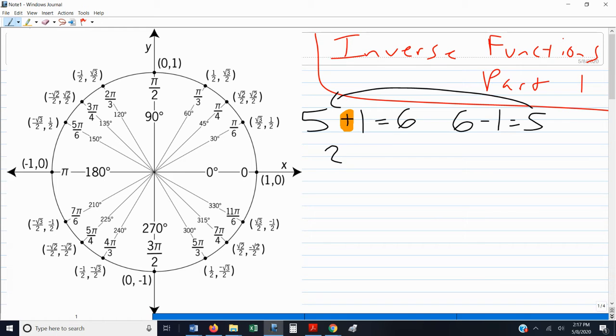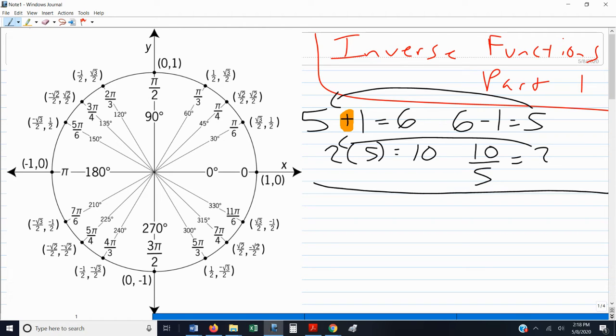And one more example, 2 times 5 is 10. What is the inverse of multiplication? It's division, so you can start with 10 where you ended, and instead of multiplying by 5, you could divide by 5, and that will bring you right back to that number that you started with. So I want to show you this same concept, but with these trig functions.